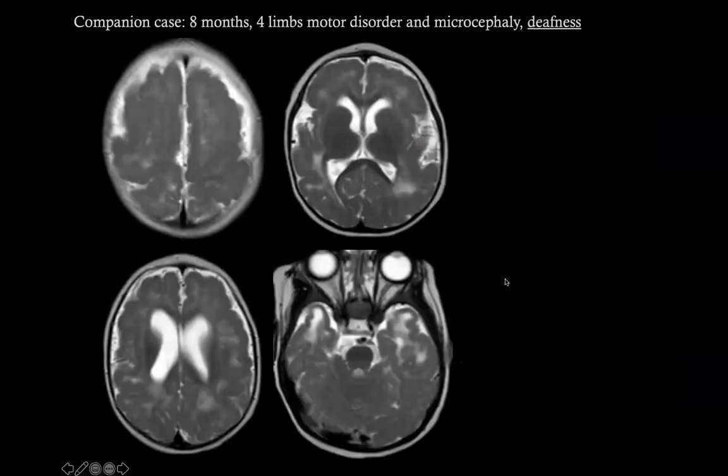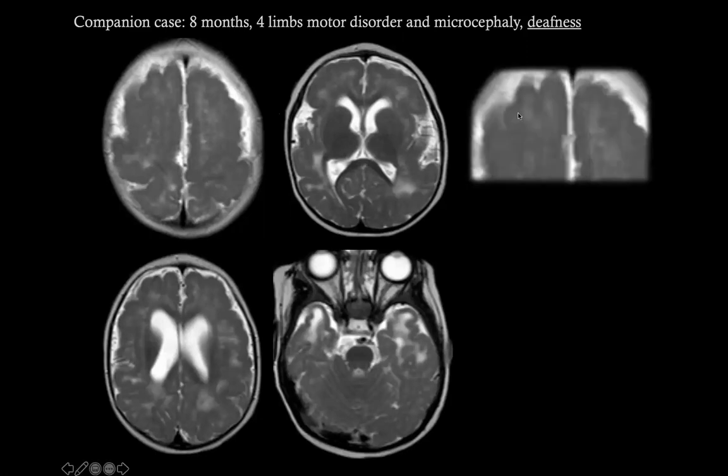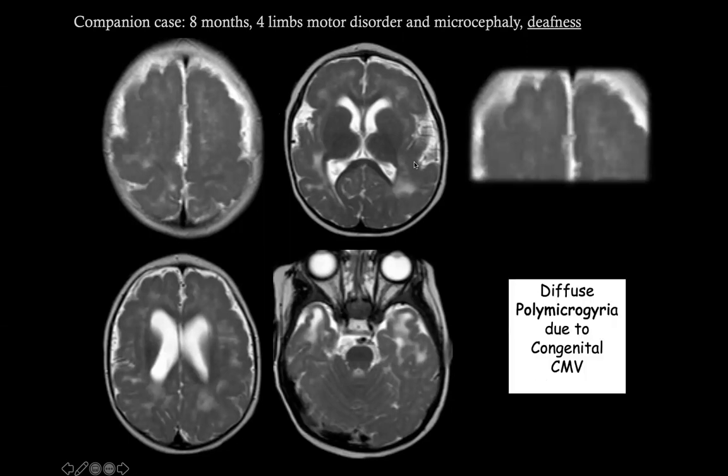T2. Other causes of seizure, well, this is a child with microcephaly, deafness, quite young, and 4-limb motor disorders. So deafness and microcephaly in a young child, I'm telling you, if you do CT, will be full of calcification with this lumpy, bumpy appearance of the cortex. I showed you this case already in the presentation related to infection. This is polymicrogyria, and polymicrogyria, deafness, and microcephaly are basically related to congenital cytomegalovirus.